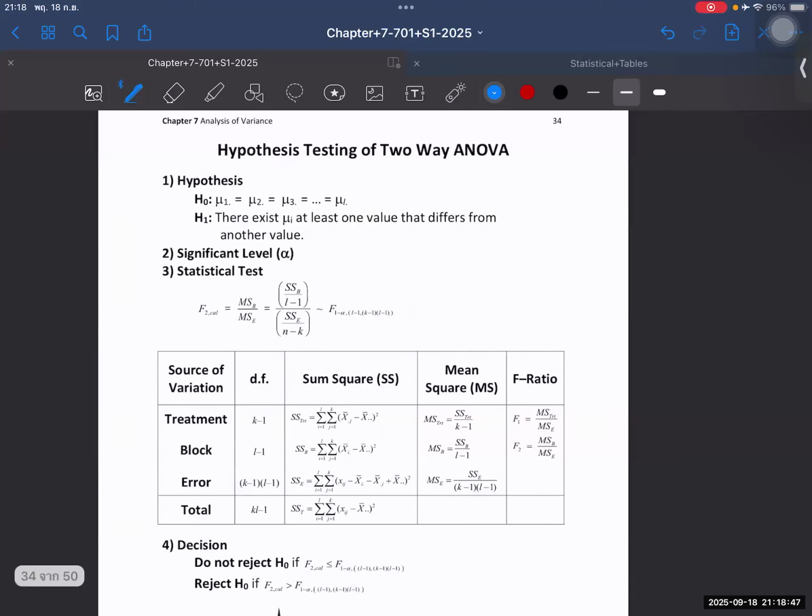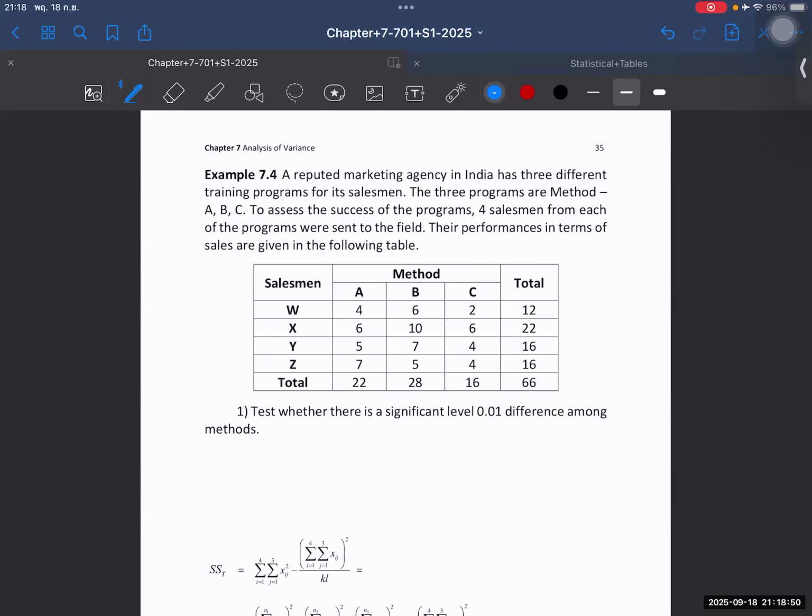Okay, let's go to see the first example. A reputed marketing agency in India has different training programs for each salesman. The three programs are methods A, B, C. To assess the success of the programs, salesmen from each program were sent to the field. So their performance in terms of sales is given in the following table.